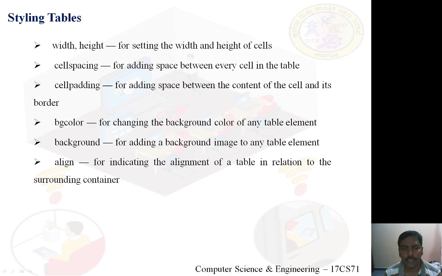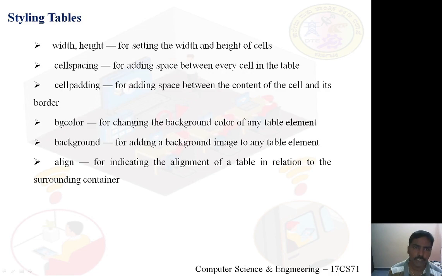Got it? Now align. Align means my table will usually be placed in some container, and suppose I want the table to be aligned left in that container, or right in that container, or in the middle. We can make use of the align attribute. Align indicates the alignment of a table in relation to the surrounding container.